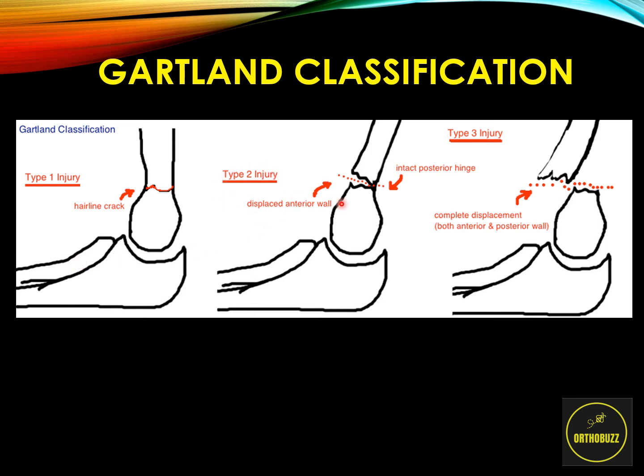Type 2 injury is where the posterior cortex is intact, however the anterior cortex is not, and therefore there's a displaced anterior wall of the supracondylar fracture. And the Gartland type 3 injury is where there's an off-ended fracture, or the posterior hinge has been lost as well, and this is treated operatively. Type 2s can be treated non-operatively or operatively depending on the specific injury.